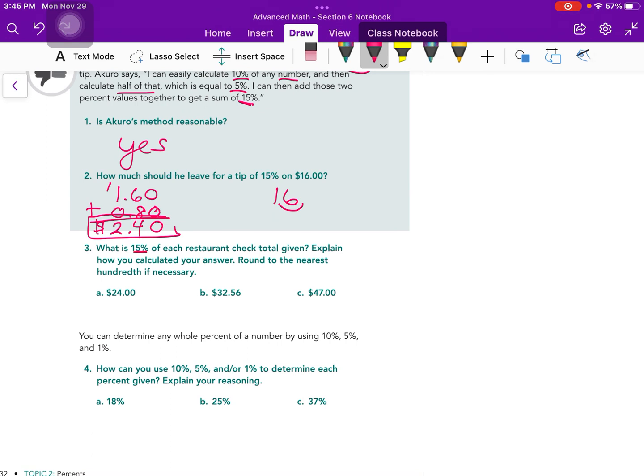So if I have $24, first of all, 10% of that would be $2.40. And half of 240 would be 120.